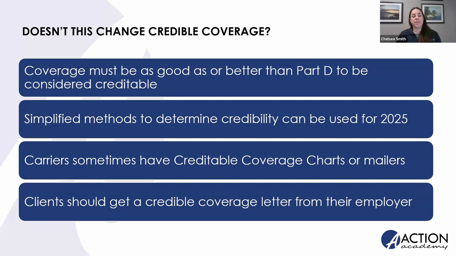Carriers sometimes have credible coverage charts or mailers. The credible coverage charts for Priority and Blue Cross are available on Insurability, if that's something you want to look at. And make sure that you get your credible coverage letter from your employer, from your client, if they are someone who continued to take employer coverage after 65, so they don't get that late enrollment penalty. If they don't have that letter, even if that coverage was credible, there's going to be some struggles. So just make sure they have that letter from the get-go. I noticed Debbie put the Part D calculator into the chat already. Awesome. Thank you, lady. So again, if you want to know what that penalty would be estimated for that person or for your client, you can use that calculator.